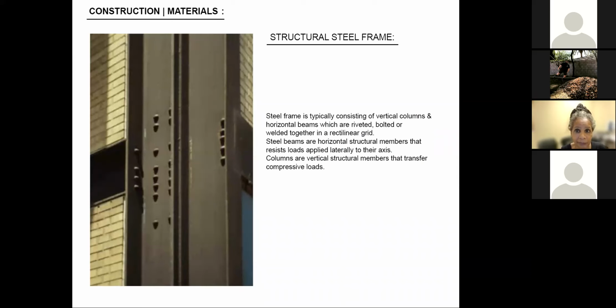So we have mentioned the construction materials which were used in the boiler plant. The first one is structural steel frame. The structural steel frame typically consists of vertical columns and horizontal beams, which are bolted or welded together in a rectilinear grid. Steel beams are horizontal structural members that resist loads applied directly to their axis.